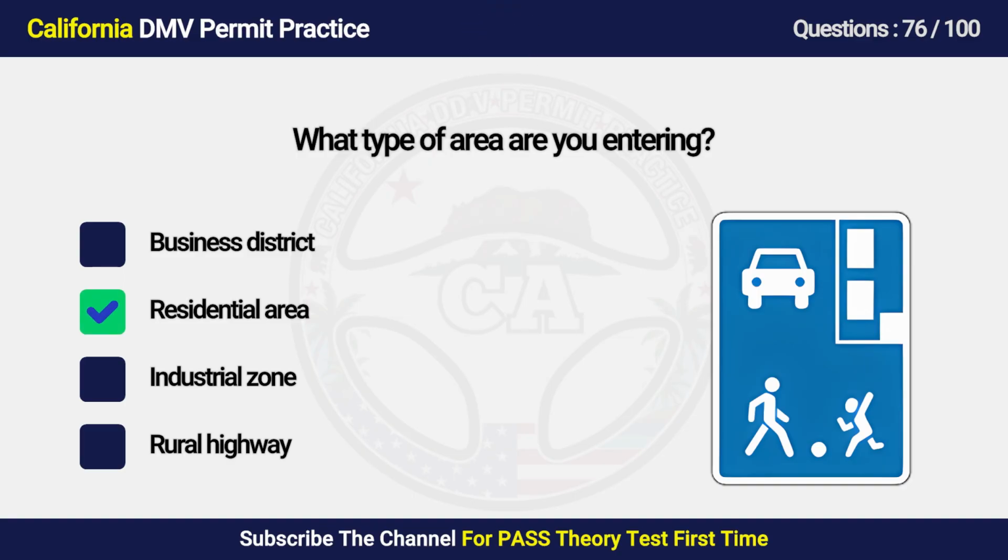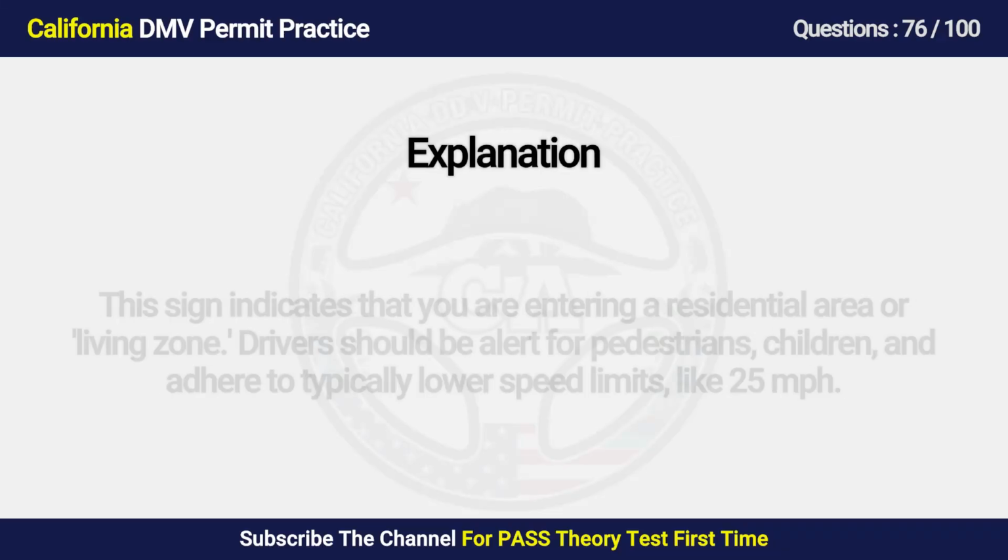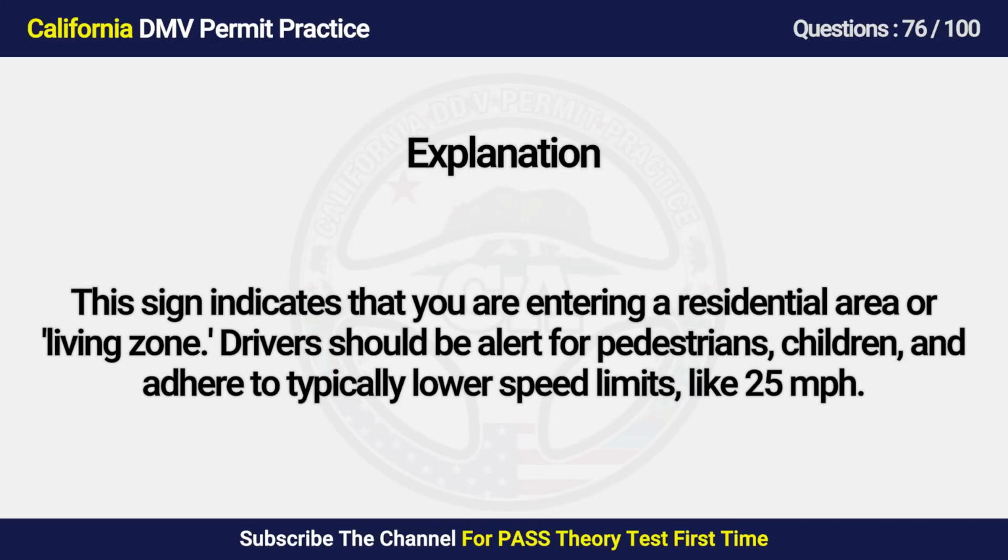Answer is B. Residential area. This sign indicates that you are entering a residential area or living zone. Drivers should be alert for pedestrians, children, and adhere to typically lower speed limits, like 25.